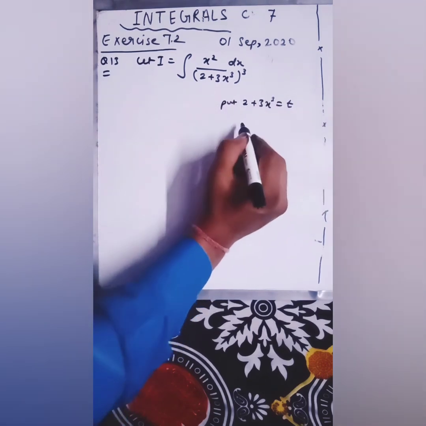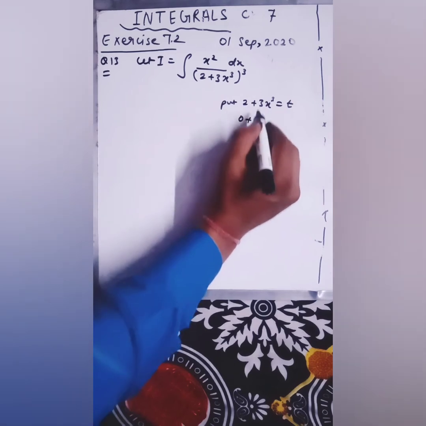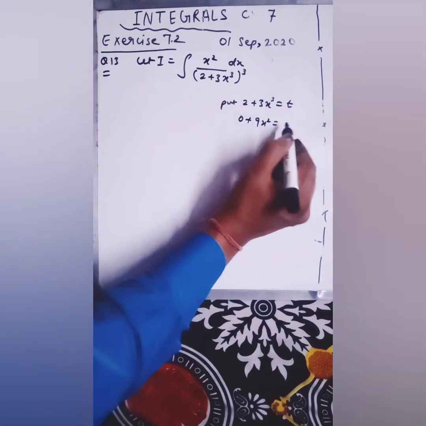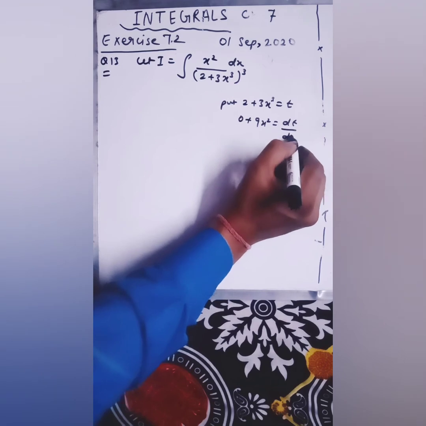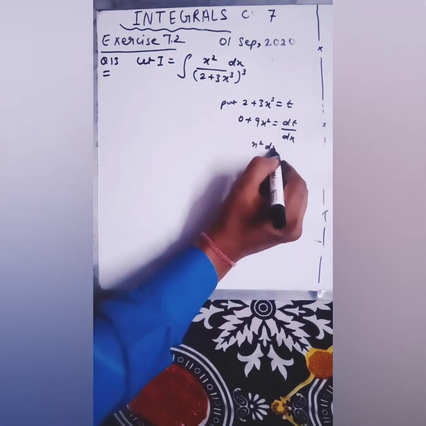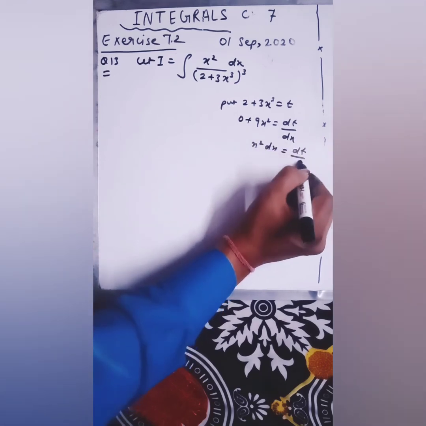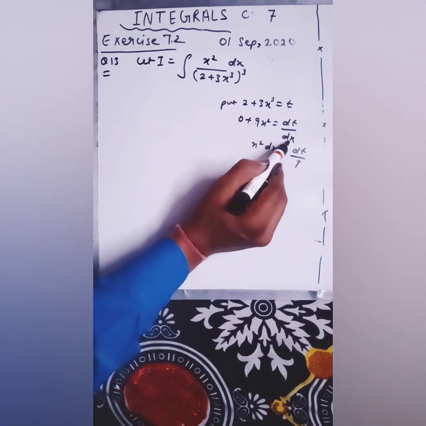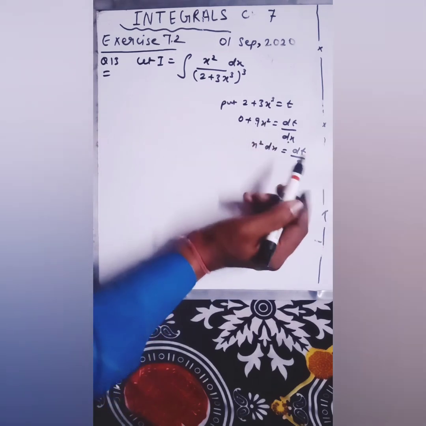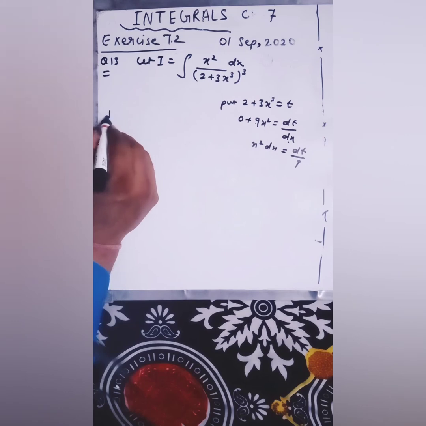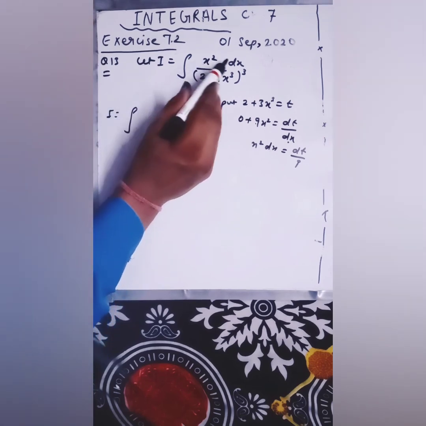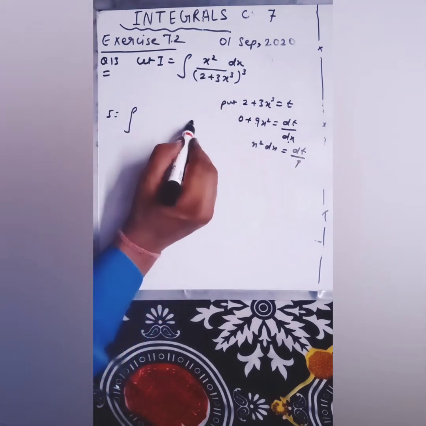Okay, when you differentiate it, this would be 0 and this would be 9x square, that is equal to dt by dx. So x square into dx gives dt by 9. This 9 will come in the denominator, and dx will come with x square. So what you have to do in this: x square into dx, that is your dt by 9.